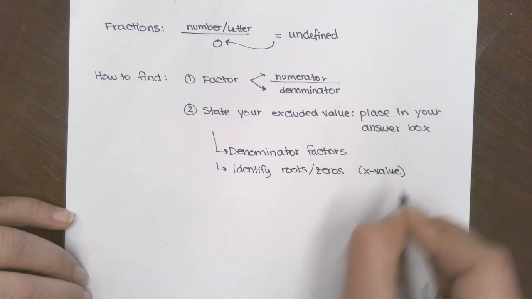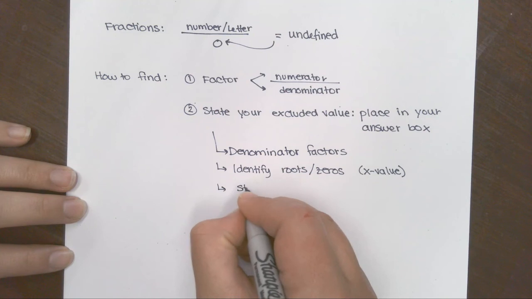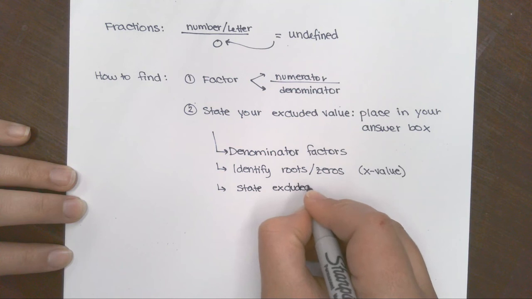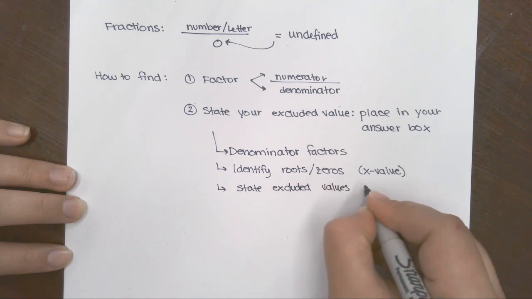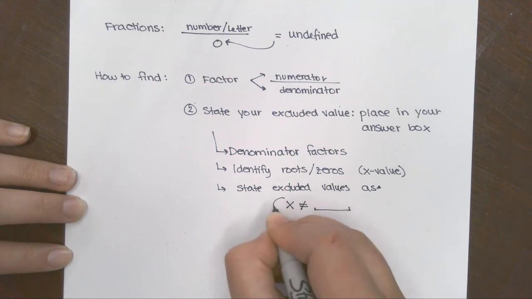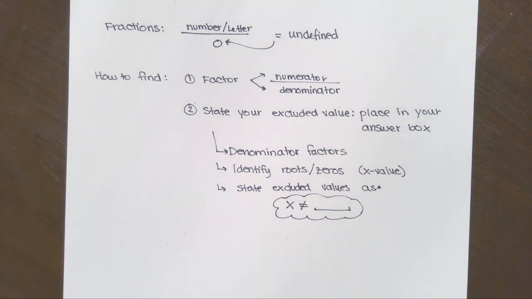When you solve for your roots or your zeros, you're saying, hey, if I use this x value into this factor, it will make that bubble 0. And if we have only multiplication, anything times 0 is 0. And you're going to state your excluded values as x cannot equal blank. So you're going to have your answer as x cannot equal blank. So this is in addition to you simplifying.